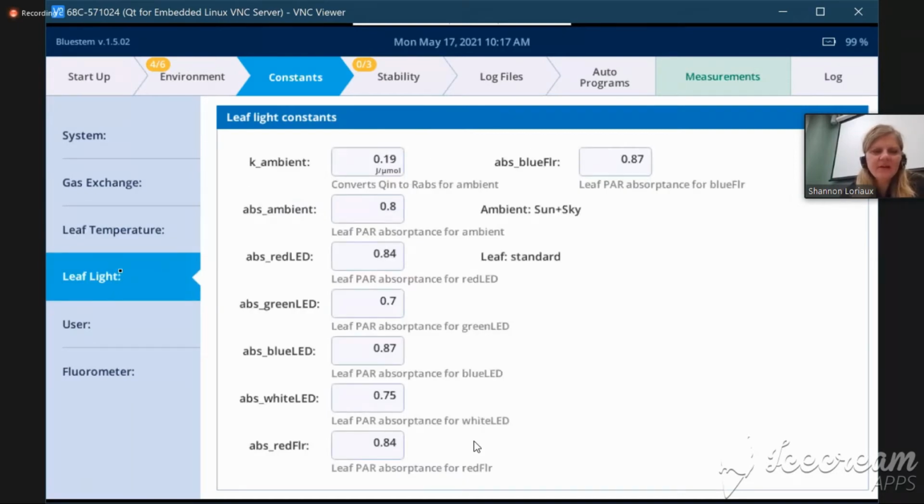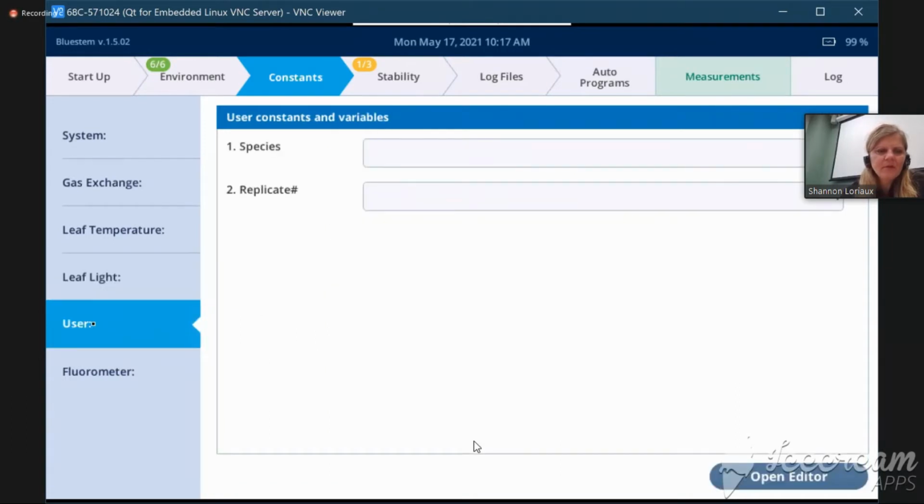There's not really any adjustments you need to make on the next page down, leaf light. This is really designed for every light source that we offer, whether you're using it or not. You can set what the absorptance value is for that particular wavelength. The next page down is user constants, and probably you don't have any set up right now. The last time I used this instrument, I had two different constants that I had set up. And I'll show you how to do this a little bit later in the week. But for now, we'll come back to that.